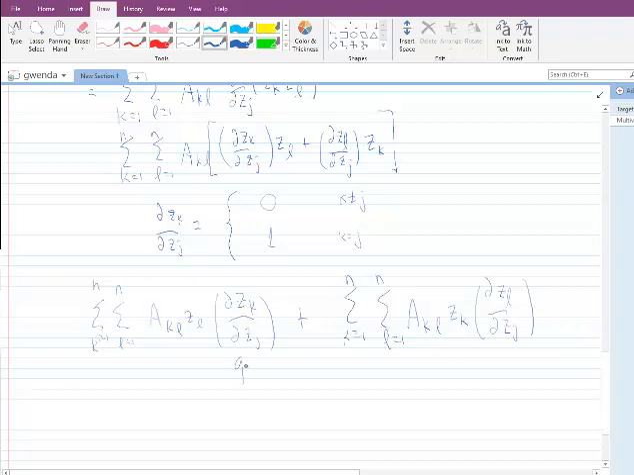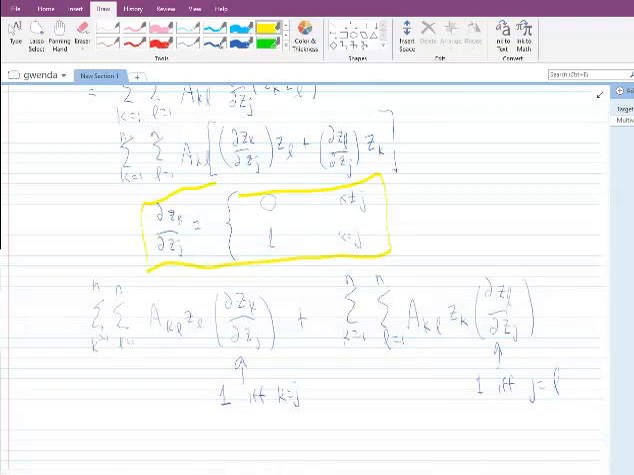Now, as I said, this is equal to 0, or it's only equal to 1. It's equal to 1 if and only if k equals j. This here is equal to 1 if and only if j equals l. Otherwise, it's 0. That's what this says right here. That term is either 0 or 1. Right?